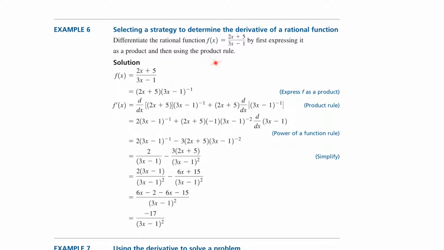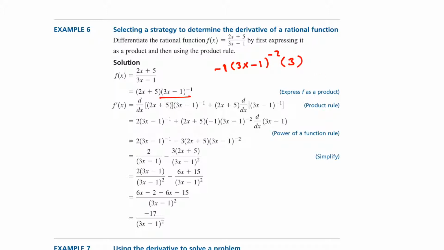Let's find the derivative of f of x equals 2x plus 5 over 3x minus 1. F of x can be written as 2x plus 5 times 3x minus 1 to the power of negative 1. We use product rule and find the derivative of the product of two functions. Derivative of the first function is 2, and derivative of the second function, 3x minus 1 to the power of negative 1, is minus 1 times 3x minus 1 to the power of minus 2 times 3.